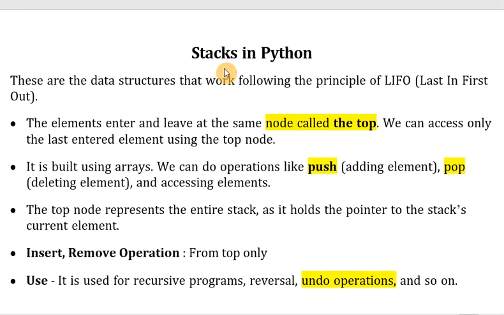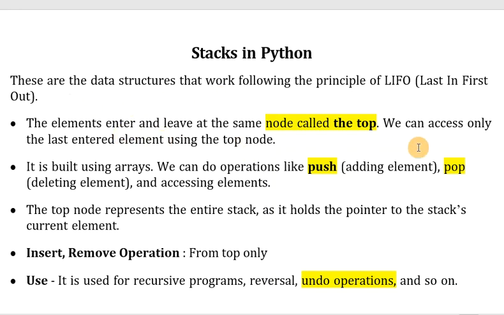The next data structure is the stack in Python. A stack has two rules for inserting and removing data from the structure: LIFO and FIFO. LIFO means last in, first out. It is a special way of organizing the elements in a list, or you can say a collection, where the last inserted data is removed first.